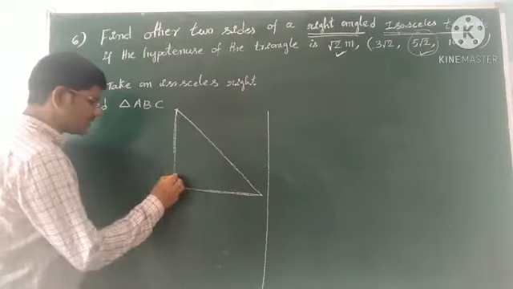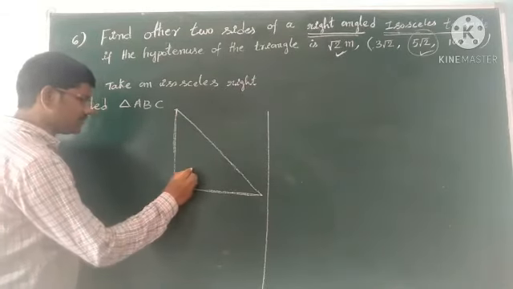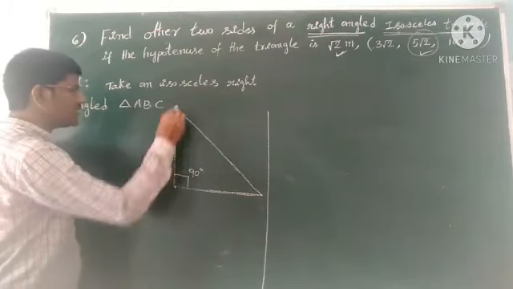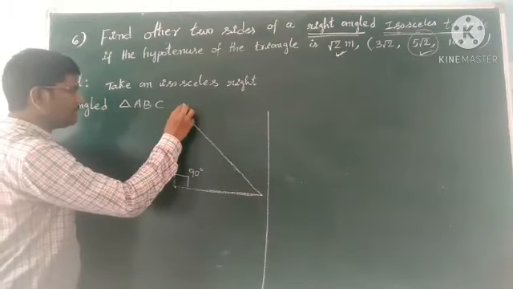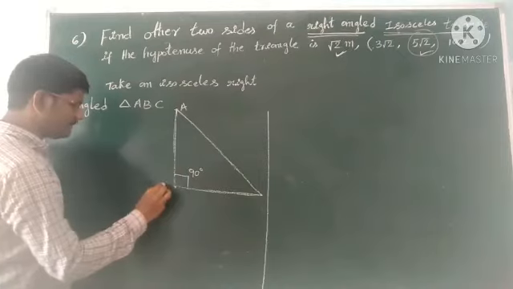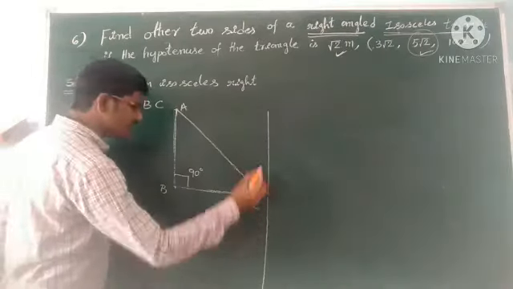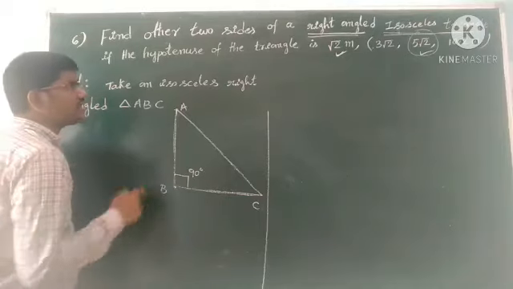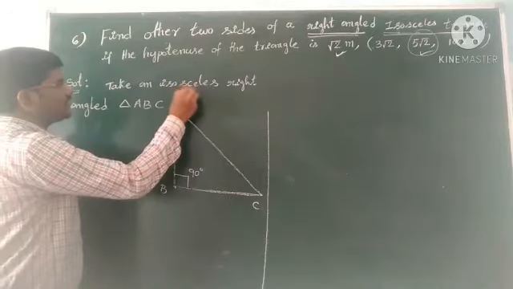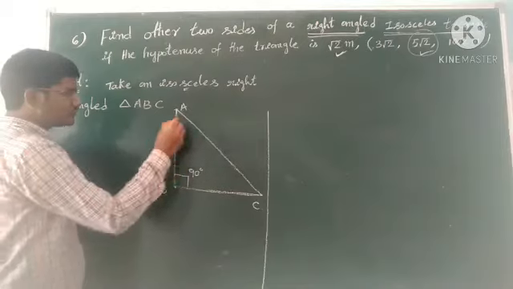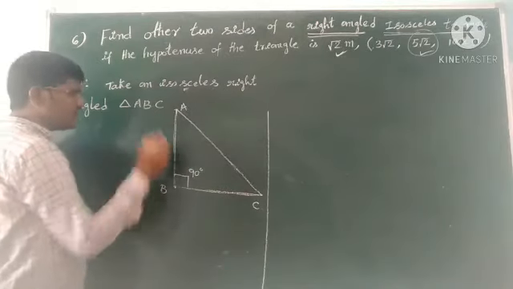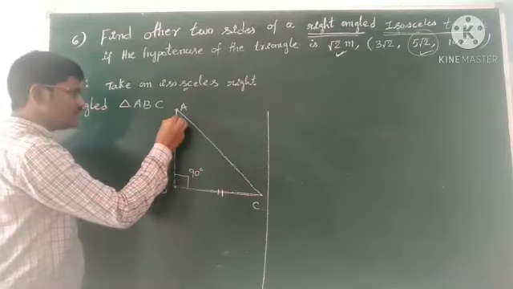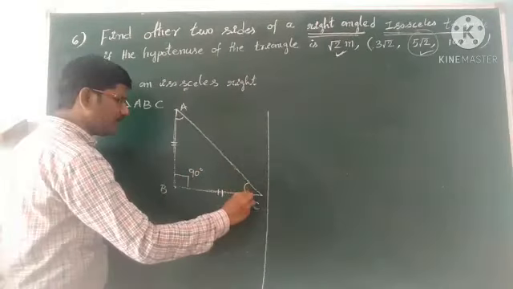Okay students, now this is the right angle, which means 90 degrees. Give the name for the triangle: ABC is our triangle, and isosceles means two sides are equal. It's an isosceles triangle we are saying. So two angles are equal, two sides are equal. Take these two sides equal, which means these two angles are also equal.